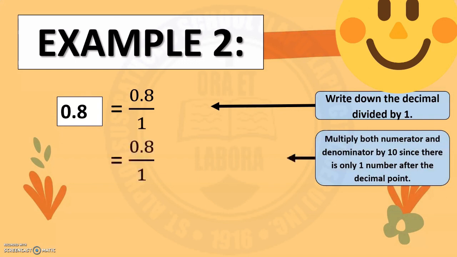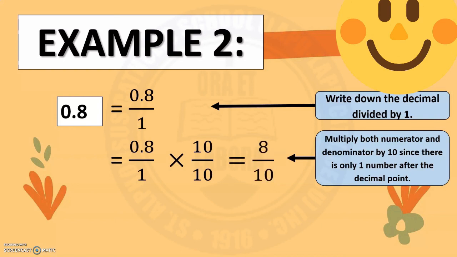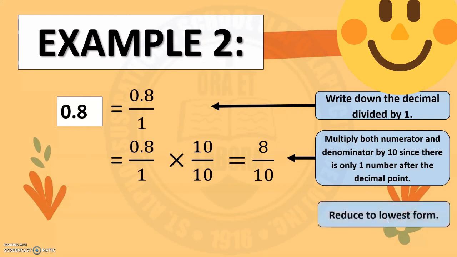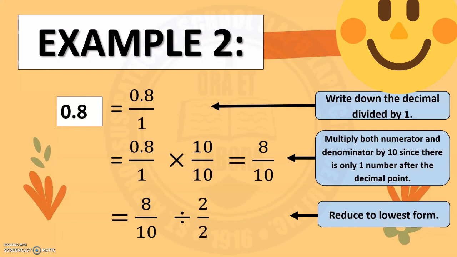So 0.8 over 1 times 10 over 10. 0.8 times 10 is equal to 8, and 1 times 10 is equal to 10. Now the last step is to reduce 8 over 10 into lowest form. 8 over 10, the GCF is 2. So that would be 8 divided by 2 is 4, and 10 divided by 2 is 5. We have 4 over 5, and it is already in lowest form.